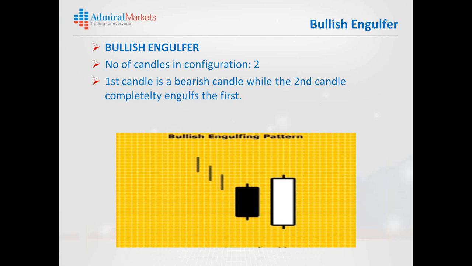Bullish engulfing. This is another example of an engulfing pattern. We have two candles in configuration. The first candle is a bearish candle, where the second candle completely engulfs the first. So the engulfing pattern is very common. It's very common in the Forex market, and again, the higher the time frame is, the more confirmation we have to trade it. So the engulfer completely eats the first candle. We can show that on our next slide.